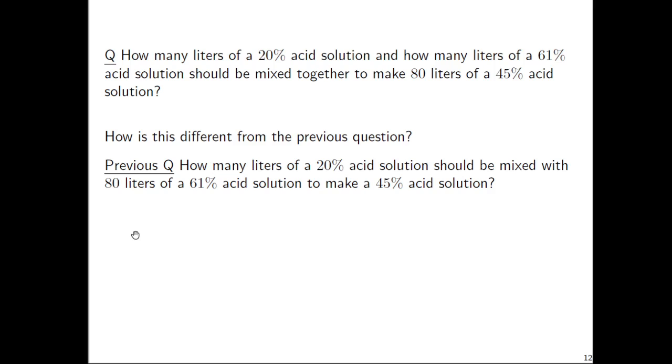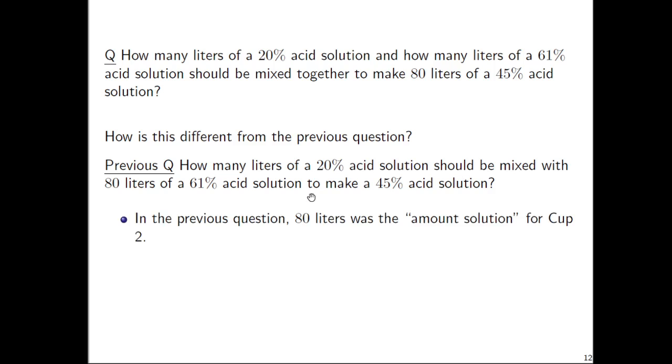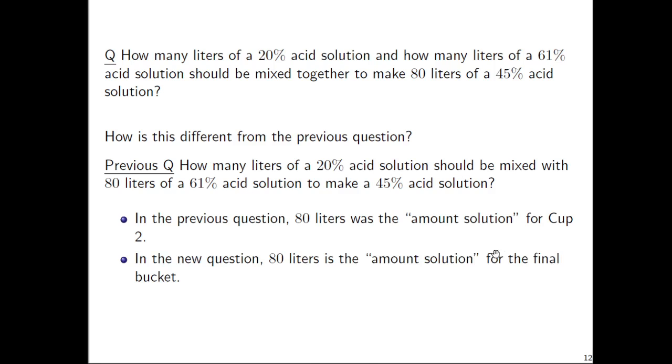Notice that both questions talk about a 20% acid solution and a 61% acid solution mixing together to create a 45% acid solution. Both questions also have 80 liters appear somewhere. Here's the difference. In the previous question, 80 liters was the amount of solution for cup 2. Notice the wording was "should be mixed with 80 liters of a 61% acid solution," so 80 liters was how much of the 61% acid solution. You'll notice though in the new question, the one at the top, 80 liters is the amount of solution for the final bucket. Look at how it's phrased here: "should be mixed together to make 80 liters of a 45% acid solution."